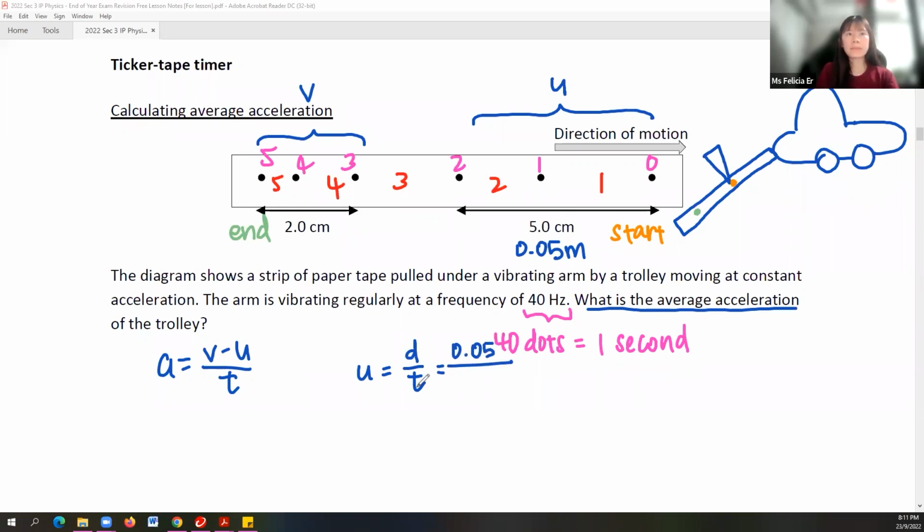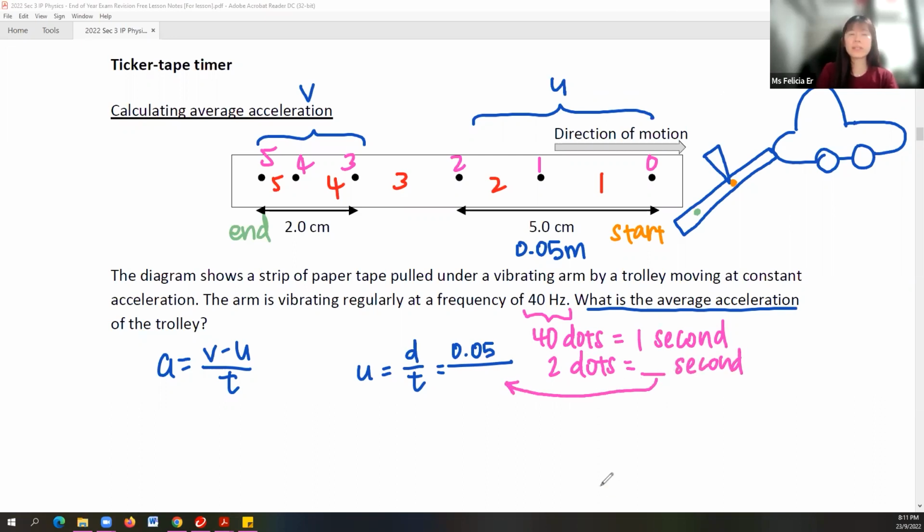Then divided by time. So in this case, for this section of 0.05 meter, how many dots are there? There are 2 dots. So you go and calculate, 40 dots is 1 second. So if it's 2 dots, then it's how many seconds? Yep, so you go and calculate how many seconds is it for 2 dots. This will be your denominator. Then can you solve out what's the answer for the initial speed? And that's your value for u.